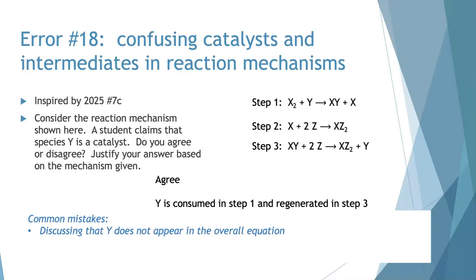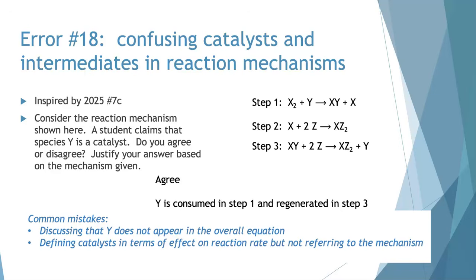Some of the common mistakes are discussing that Y doesn't appear in the overall equation, but that doesn't tell us it's a catalyst. Another common mistake was defining catalyst in terms of the effect on the reaction rate, but not talking about its role in the mechanism. Another common mistake was contradicting yourself, agreeing that yes, Y is a catalyst, but then giving an incorrect explanation from the mechanism.